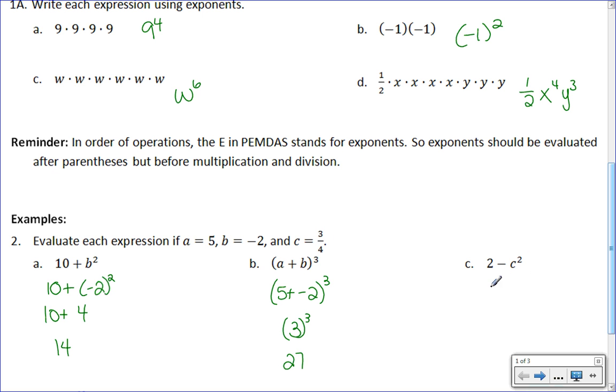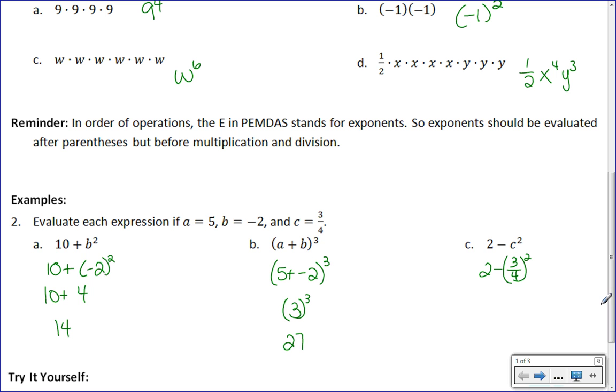And the last one, 2 minus c squared. C is 3/4, this is 2 minus 3/4 squared. Now in this case, this minus stays outside the parentheses because it's not part of the C. This is 2 minus whatever C is squared. So we want this squared first before it's subtracted, so the minus stays on the outside.